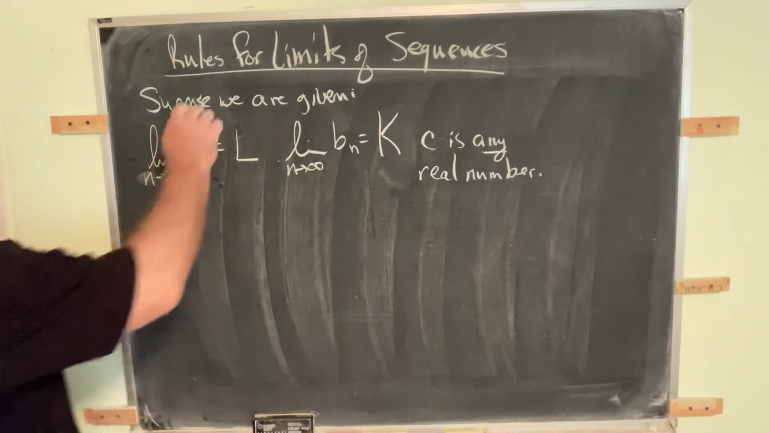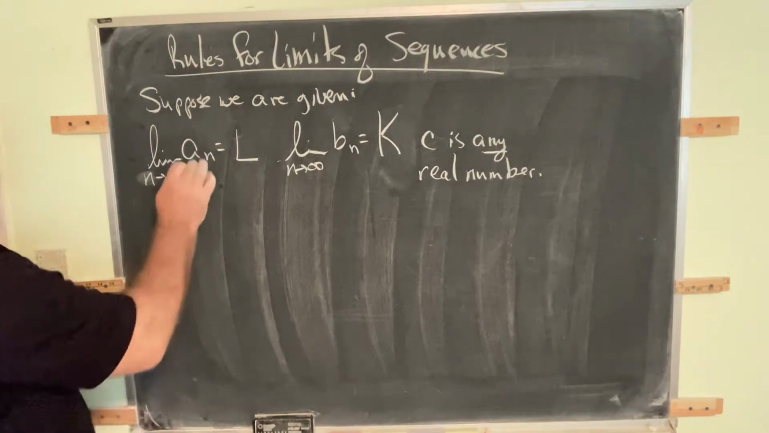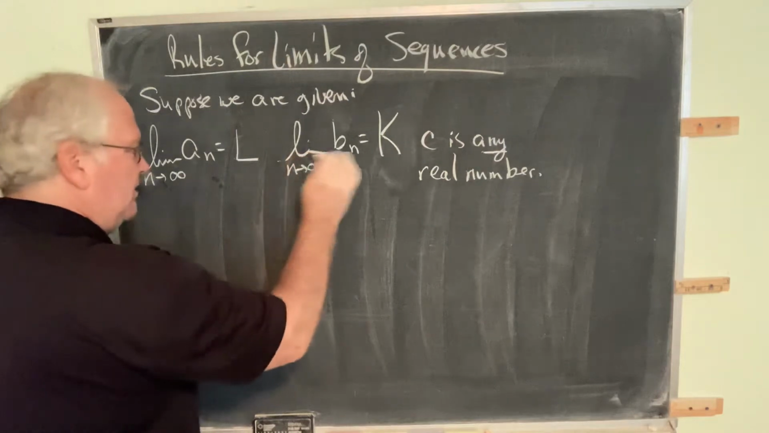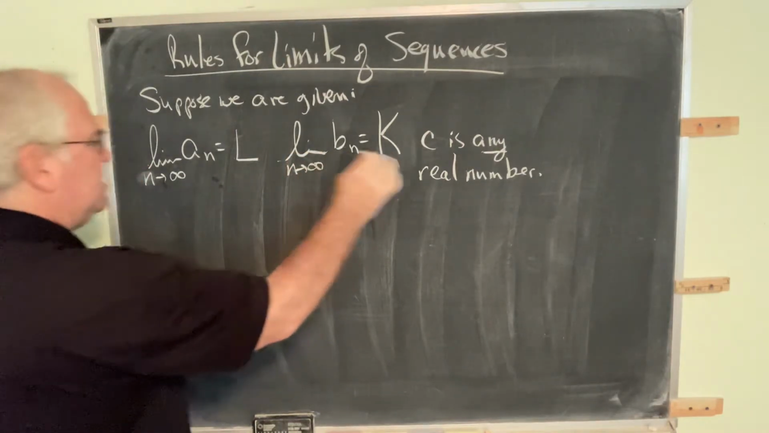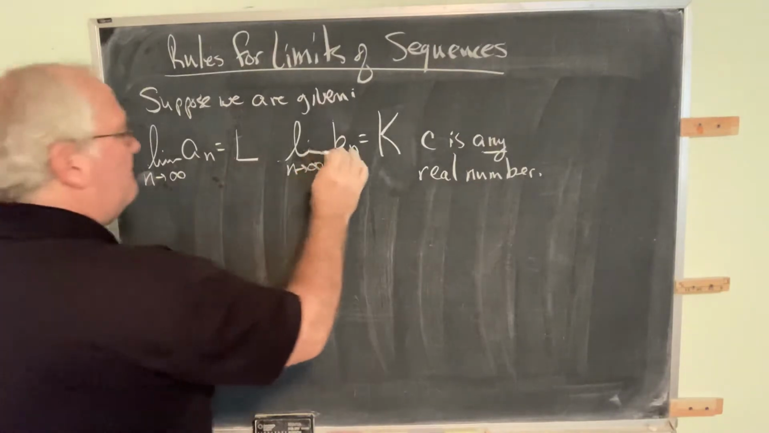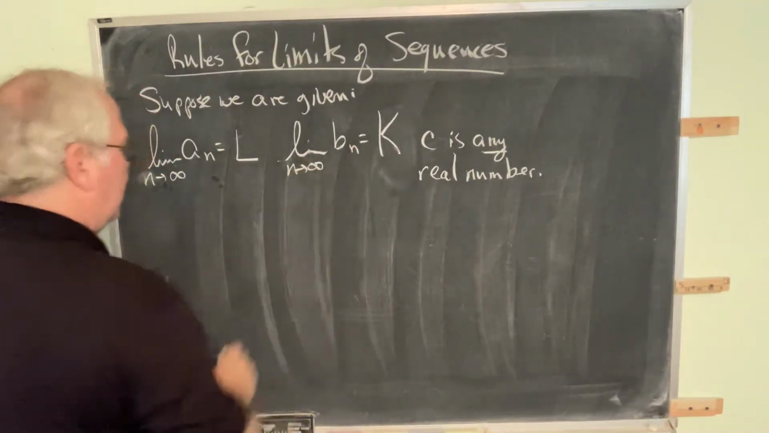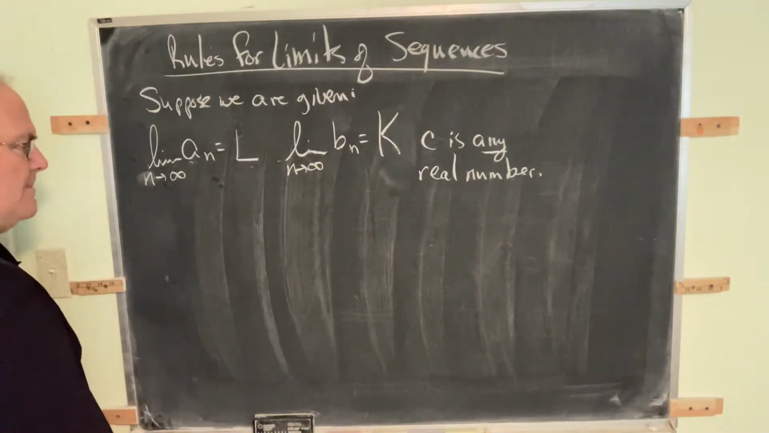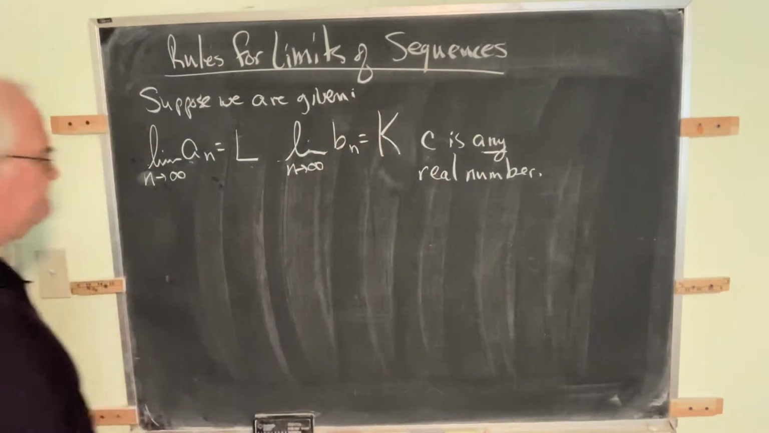So here we go. Suppose we're given sequence An, and that limit is L. We're given another sequence Bn, and that limit is K. So An has a horizontal asymptote at L. Bn has a horizontal asymptote at K. So the limit of A is equal to L, the limit of B is equal to K. All right? And C is any real number you want.